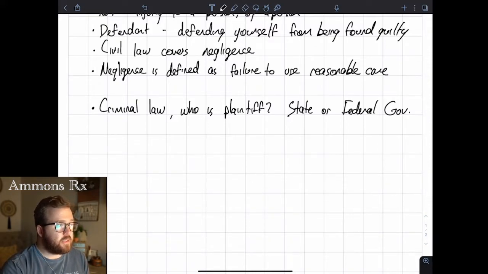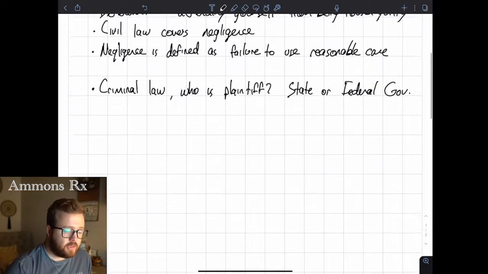Which of the following is not an area of criminal law? It would be private law, because criminal law usually involves the state or federal government. Private law is usually between citizens, individual people.